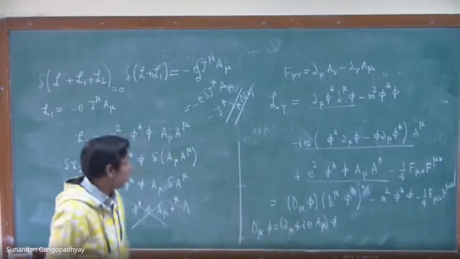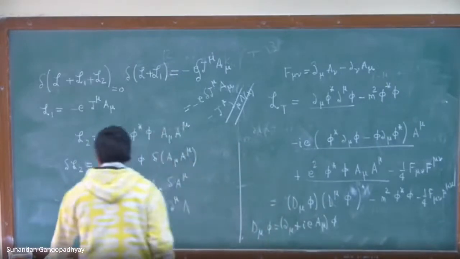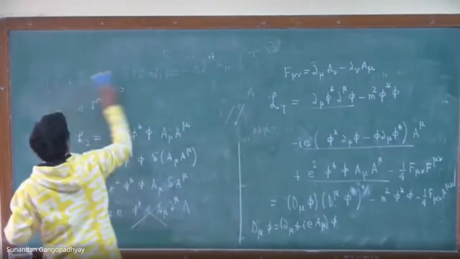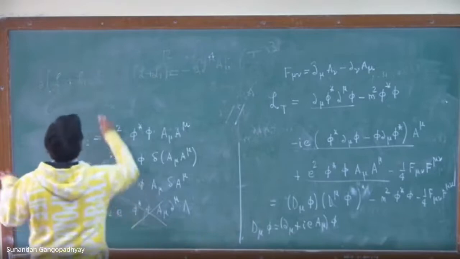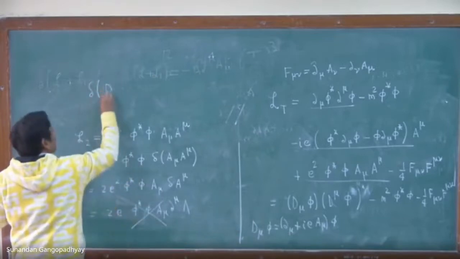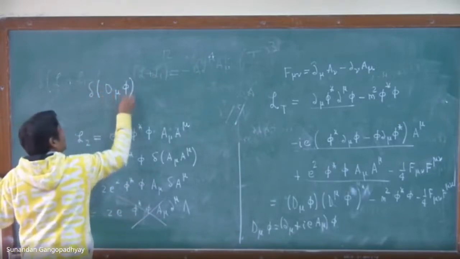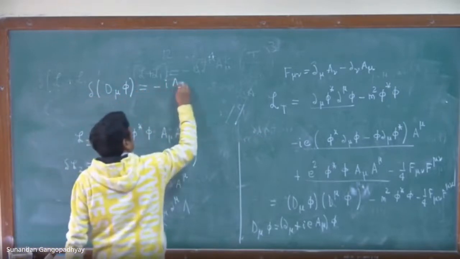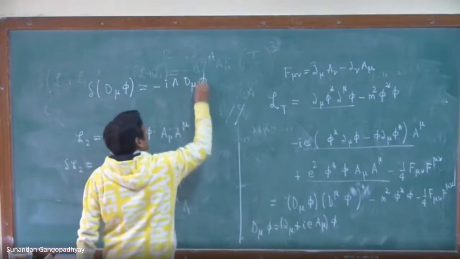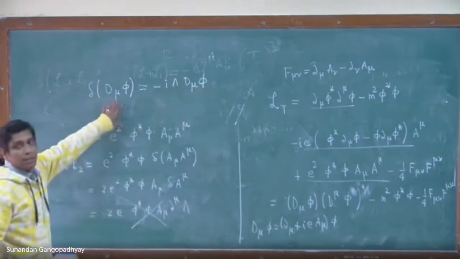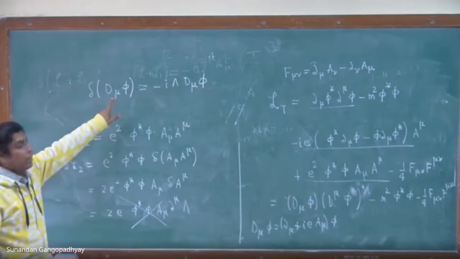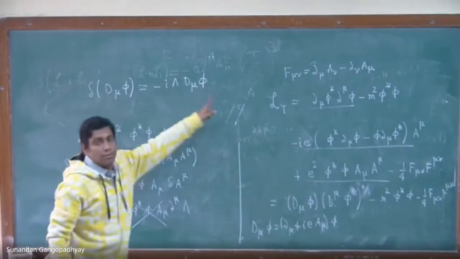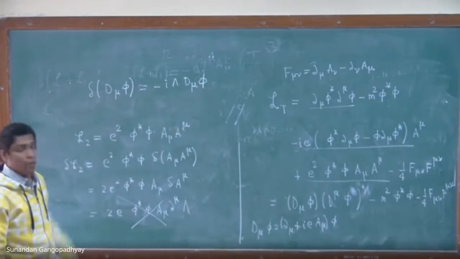Why covariant derivative? Because you can immediately check the following thing: you can immediately check that D mu phi transforms in a covariant way. That is, if you take a variation of D mu phi, this will be minus i lambda D mu phi. So you see that this is the derivative, not del mu phi. Del mu phi does not transform covariantly, but D mu phi indeed transforms in a covariant way, and therefore this is called the covariant derivative.